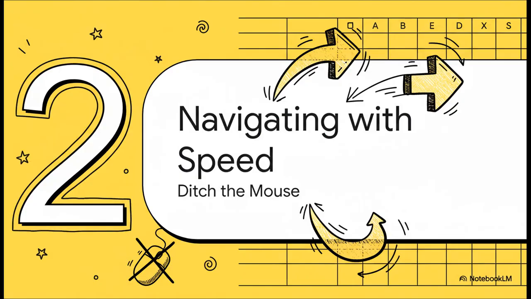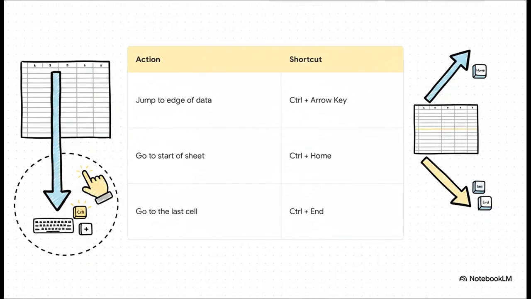Okay, so you've got the basics down. Now let's talk about navigating with speed. This is where you really start to feel like a pro, where you can finally ditch the mouse and just fly around your worksheet. Now this is a game changer. Forget scrolling with your mouse wheel. Holding Control and pressing an arrow key will jump you to the edge of your current block of data. Got 1,000 rows? Bam, you're at the bottom. It's that fast. And then you've got Control+Home to zap you back to the very first cell, A1, and Control+End to take you to the very last cell with data in it. This is a huge, huge time saver.